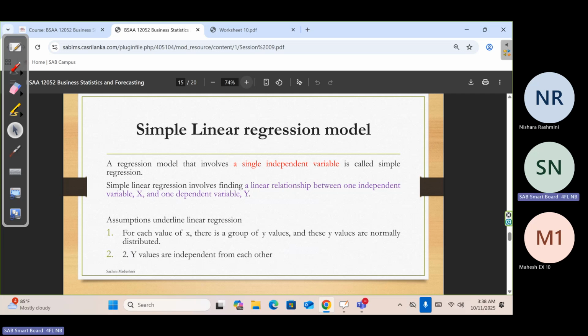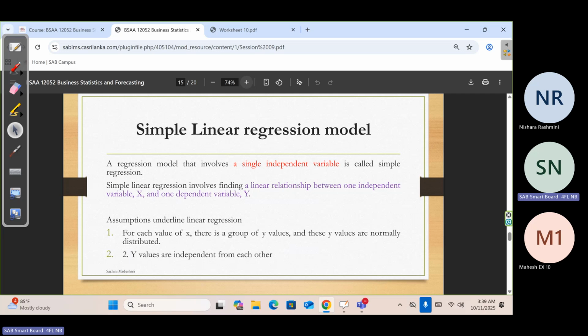Then here in the regression model also there are two assumptions. First assumption is X values. There is a group of Y values and these Y values are normally distributed. We have X group and the Y group, so then we need to check the normality test. Second one is Y values are independent from each other.